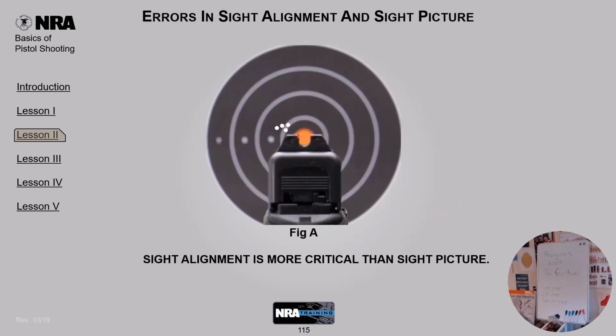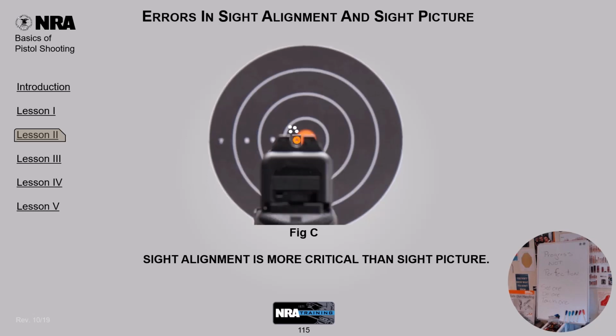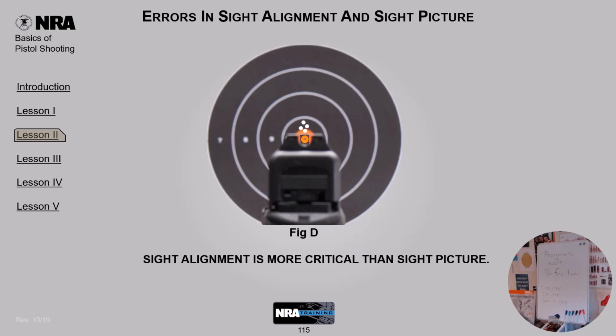All right, here are some errors in sight alignment. As you look at this, you can see that the front sight is off to the left, and that's where the bullet hits are going. Here you can see that it's off to the right, and that's where the bullet hits are going. Here, we have the equal height, equal light, but the entire gun is slightly off to the left. And now everything is just so.